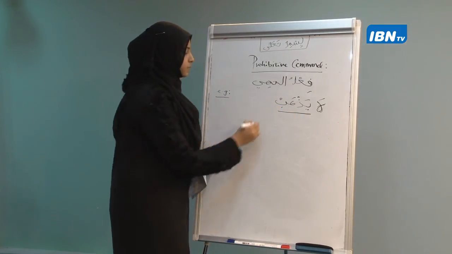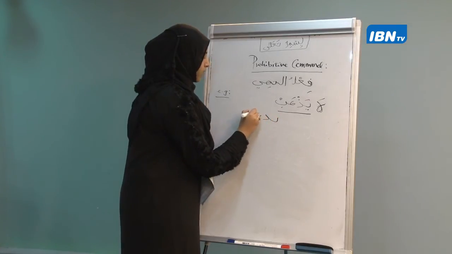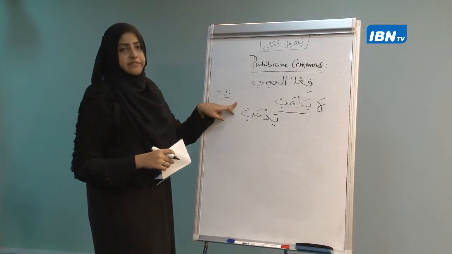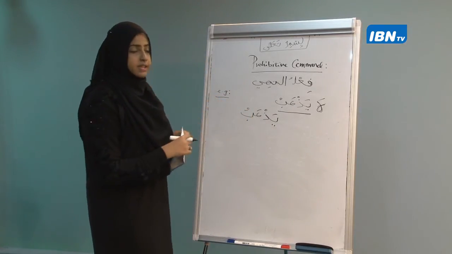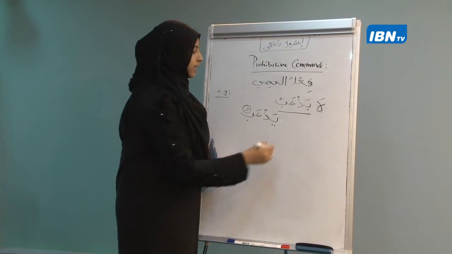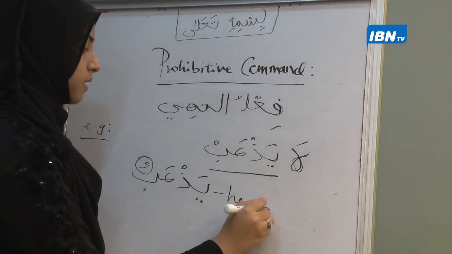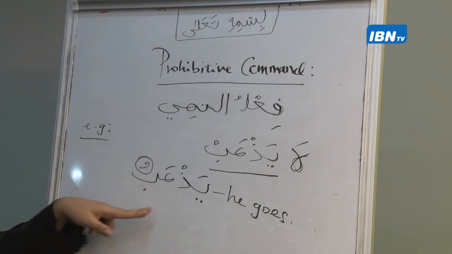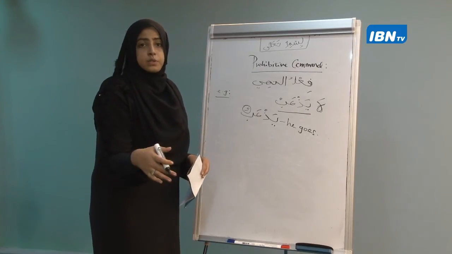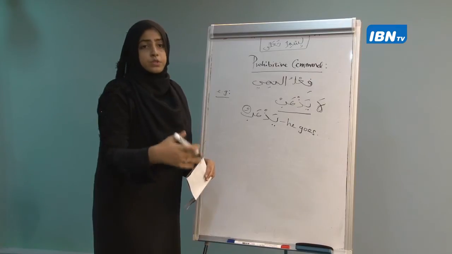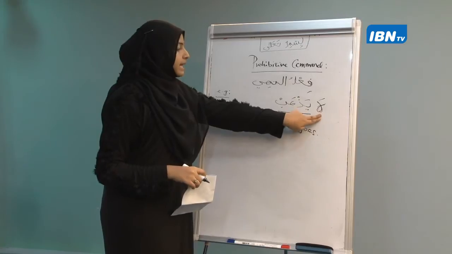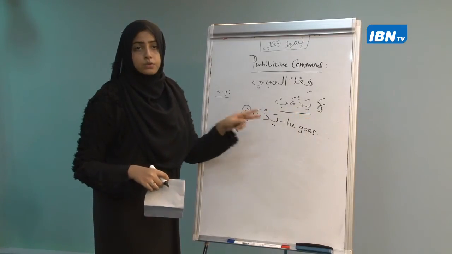Of course, in the present tense we say yadhhabu, right? We don't put the vowel at the end; at the end it is a nominative sign. We say yadhhabu, which means he goes. But I want to tell him, don't go. He wants to go somewhere in the future, but I want to tell him, don't go. So I will say, la yadhhab, don't go.